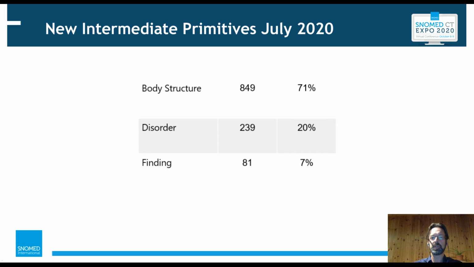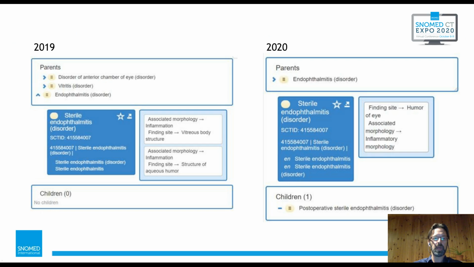And here we are, 71% of new intermediate primitives appeared in the last release in the body structure hierarchy. But what I'm interested in is how it's happening in the disorder hierarchy, where the QI project is active. So at that point, we need to look at some examples.